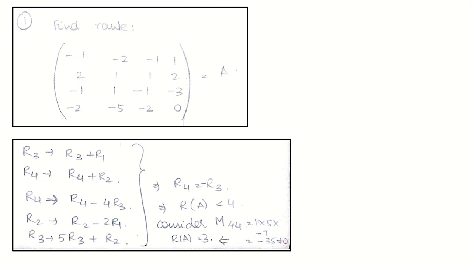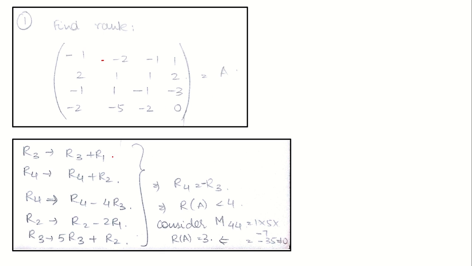Okay, so the first question is to simply find the rank of this particular matrix. Recall that the rank of a matrix is found by calculating the minors, starting from the highest order minor to the lowest order minor. The one which is non-zero, the order of that minor is equivalent to the rank.